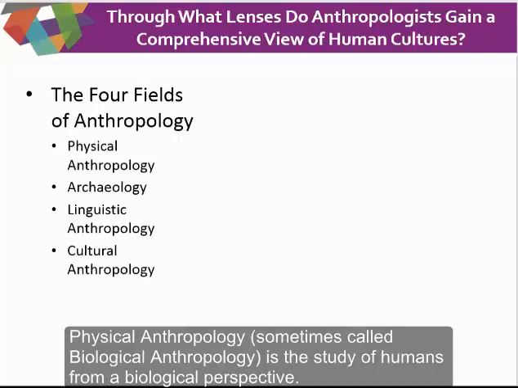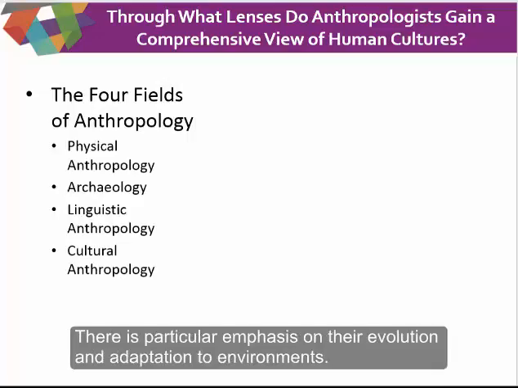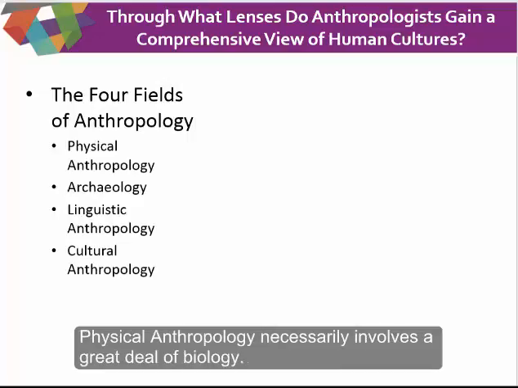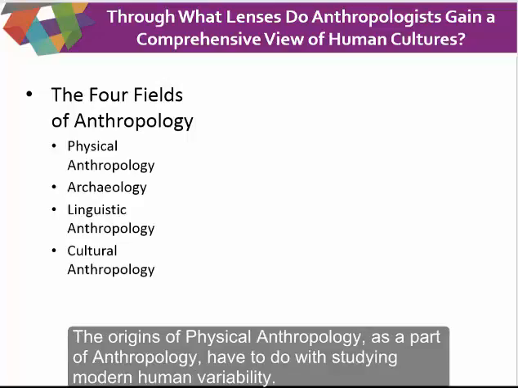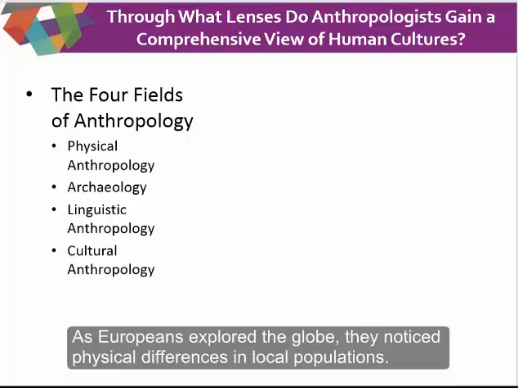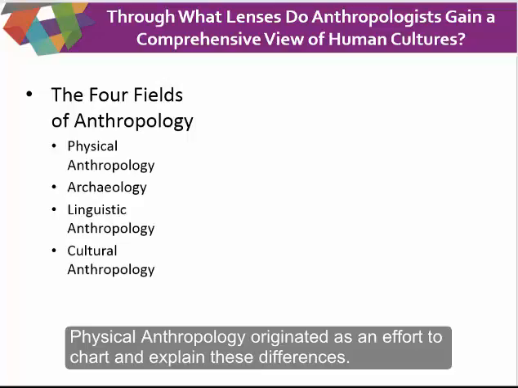Physical anthropology, sometimes called biological anthropology, is the study of humans from a biological perspective. There is particular emphasis on their evolution and adaptation to environments. Physical anthropology necessarily involves a great deal of biology. The origins of physical anthropology, as a part of anthropology, have to do with studying modern human variability. As Europeans explored the globe, they noticed physical differences in local populations. Physical anthropology originated as an effort to chart and explain these differences.